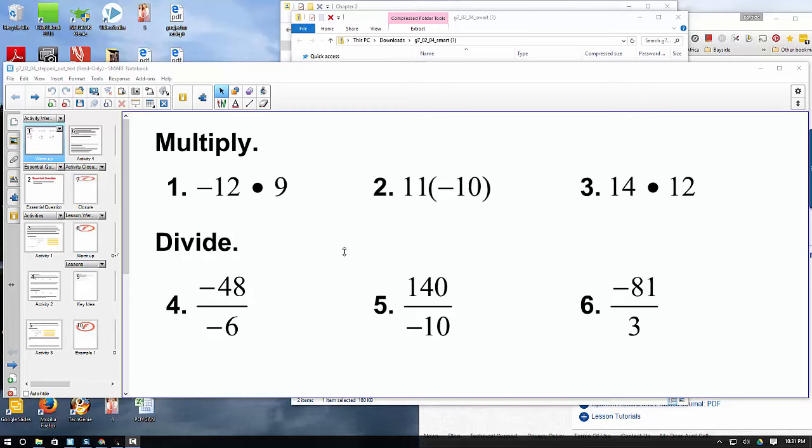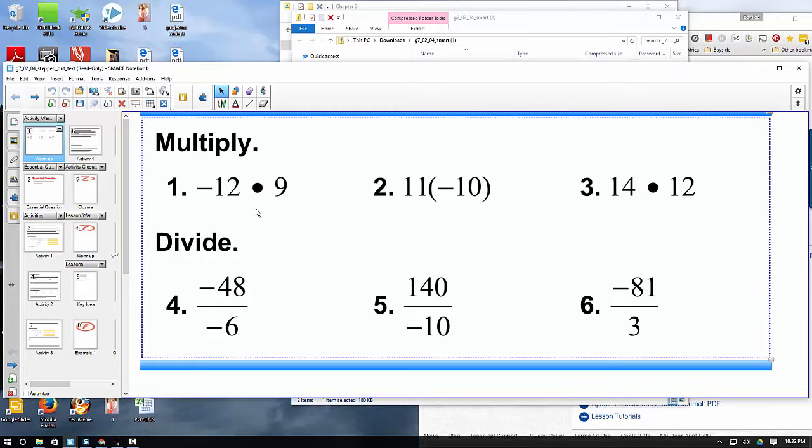Alright, so this video will focus on 2.4. And the first thing we're going to do is start off with just doing some basic multiplication of positive and negative integers. Just looking at these, you know that this answer will be negative. I'll just put a little mark here so I remember. So negative, well there it is.